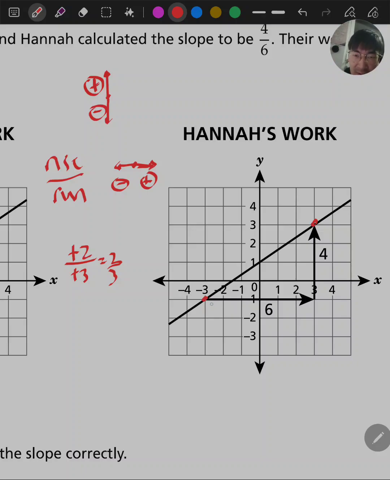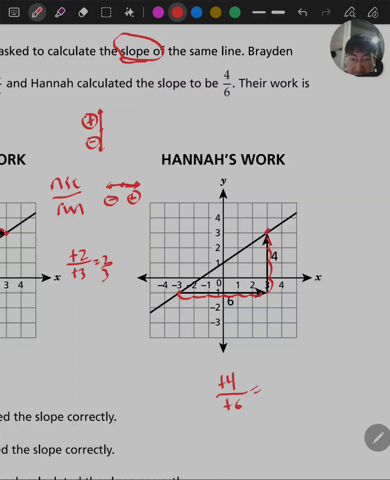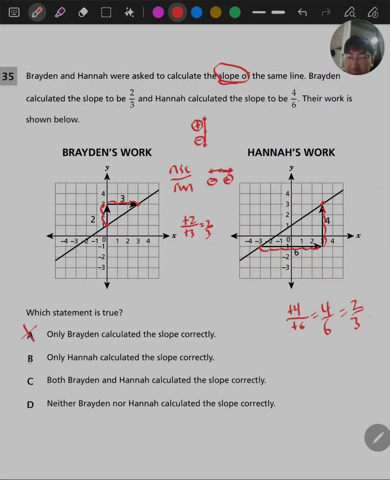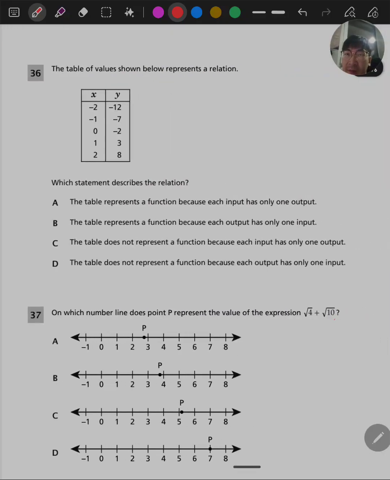Here the run is 1, 2, 3, 4, 5, 6 to the right, which is a positive 6. I'm going to put that on the bottom because that's the run. And then the rise is 1, 2, 3 up, which is positive 4. So the slope, according to her work, is 4/6, and if you simplify that, it is 2/3. So it looks like both of them are correct. So what choice is that? Well, it can't be only Brayden, we said that. It's got to be C. And D, it can't be that.